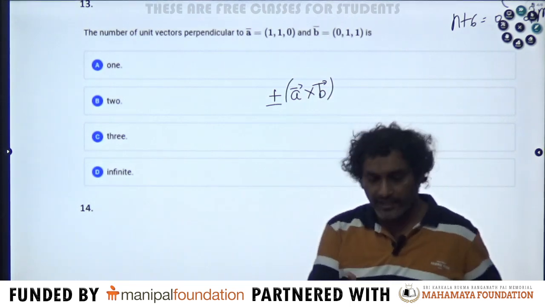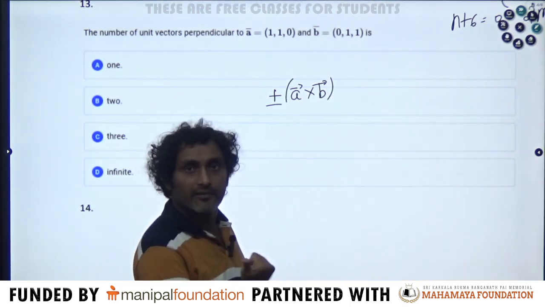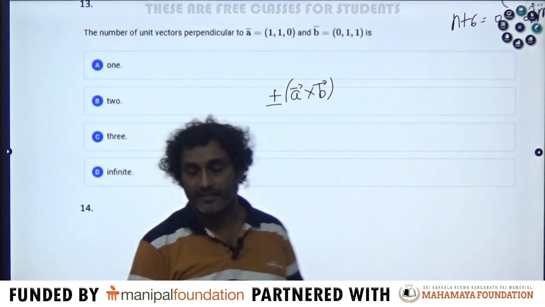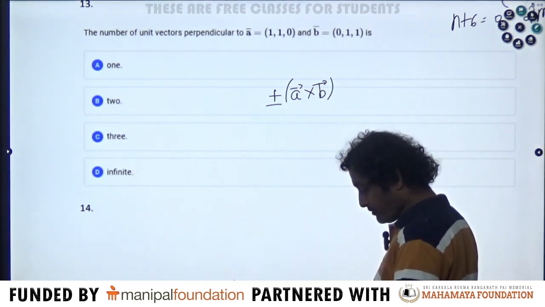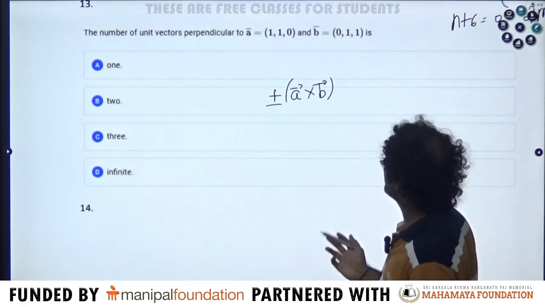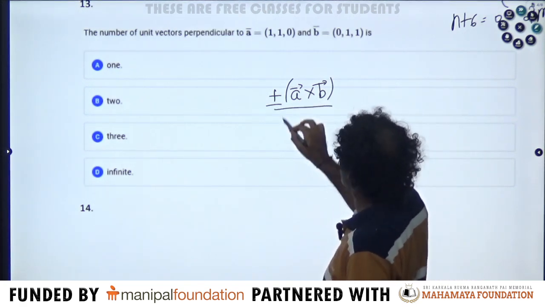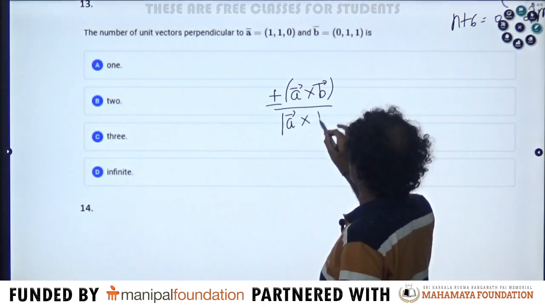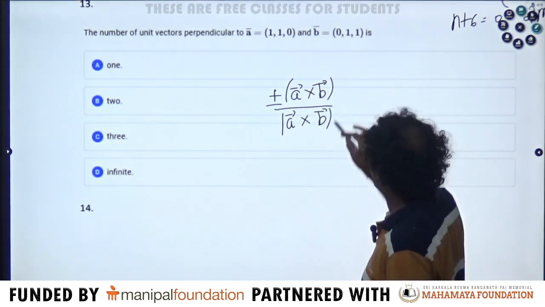I thought, when you do a cross b only, you'll get, what is that? A perpendicular vector, correct? Yeah. So what are they asking? Number of unit vectors. Yeah. So what is a unit vector? Vector divided by its magnitude, right?